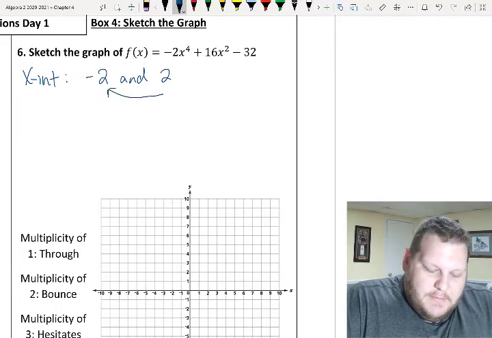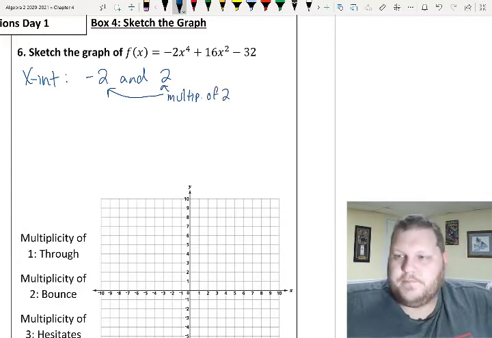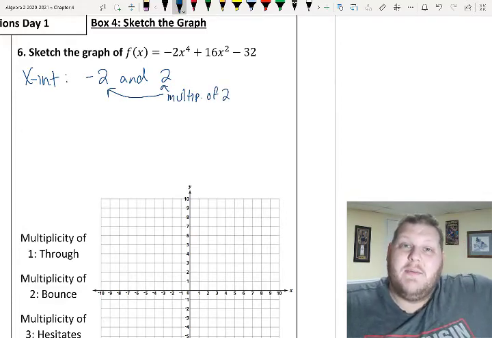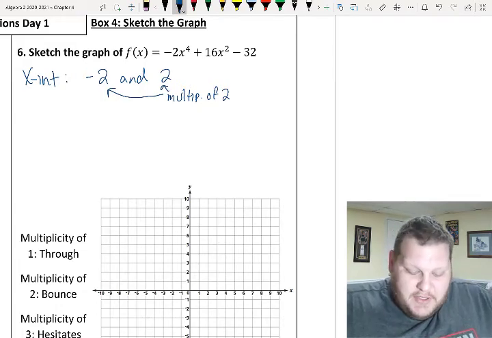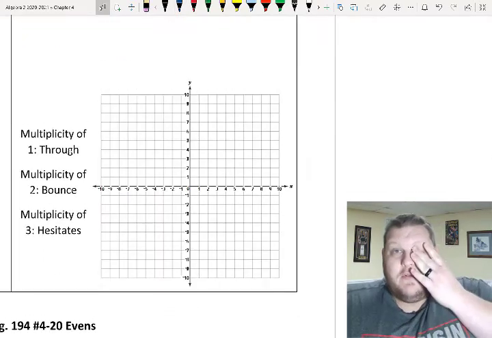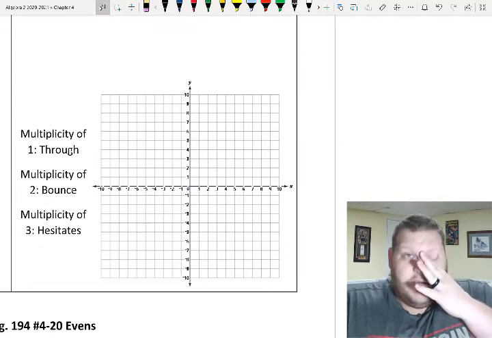and both of these have a multiplicity of 2. Now that multiplicity becomes really, really important when we're sketching the graph, because you can see I have 3 different notes over here, and we're going to discuss this, and I'll erase the graph.